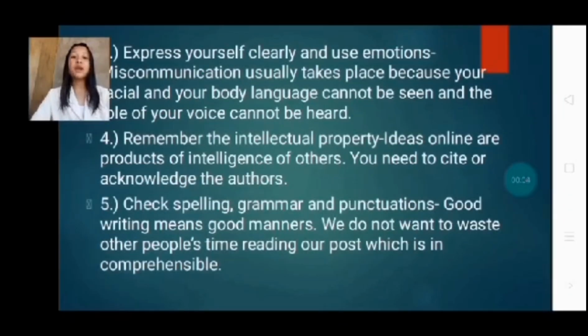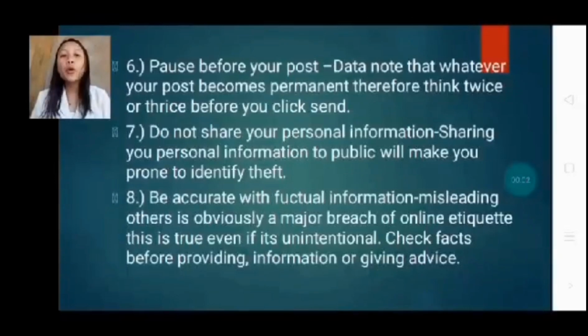Number 5 is check spelling, grammar, and punctuation. Good writing means good manners. We do not want to waste other people's time reading our post which is incomprehensible. Of course, it is important to check our grammar and spelling so that the viewers or readers will not misunderstand the information. Think before you post. Take note that whatever you post becomes permanent, therefore, think twice or thrice before you click send.